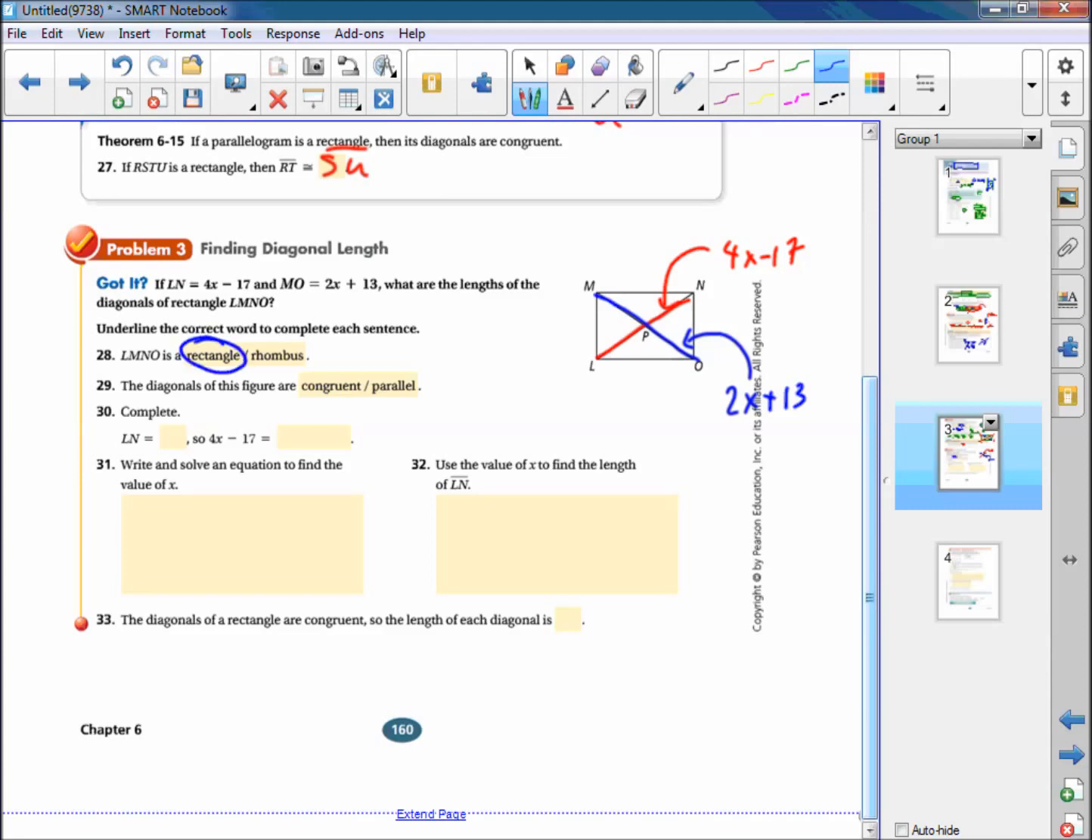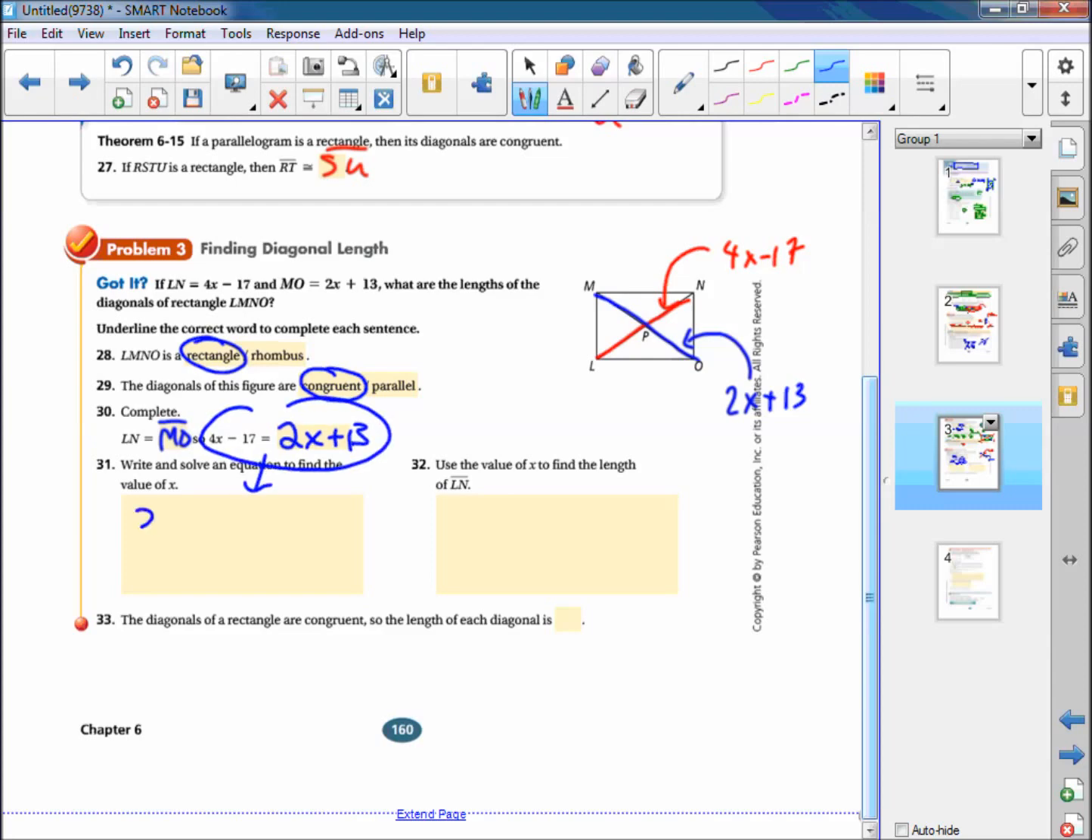LMNO is a rectangle. The diagonals of rectangles are going to be congruent. That's what the theorem above said. Complete the sentence. LN should then be congruent to MO. Okay, and that means that 4x minus 17 should equal 2x plus 13. So we'll take that equation and use that to solve for x.